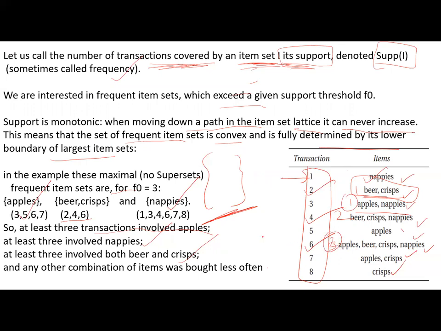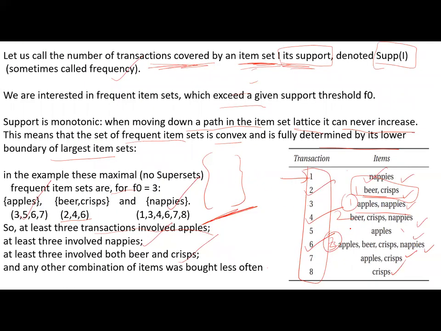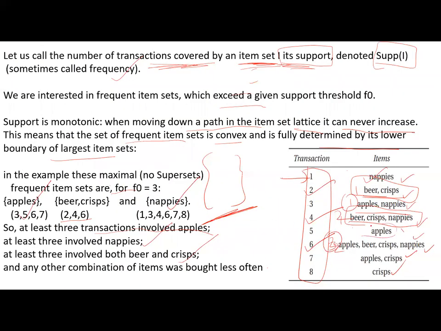Which is not less than 3, which is not greater than or equal to 3. So it won't do. Next, it goes to the next possible. What is the next possible? Beer crisps nappies. This is 1 and this is 2. So this also will not be taken into consideration. Next one is apples, 3. Beer crisp nappies, if you take beer crisp nappies, there are only 2. It will not.